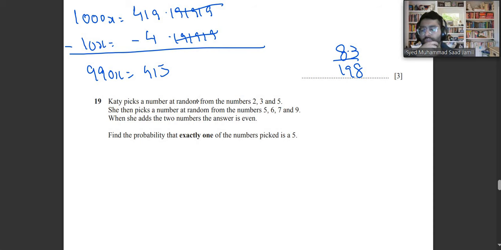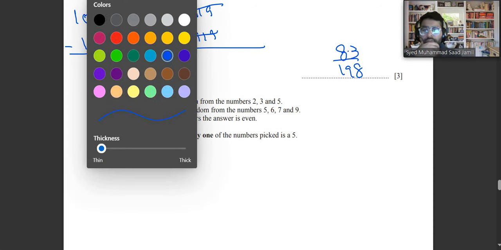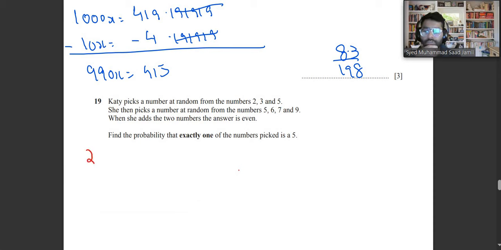So the best way to do it is to actually write the numbers. Let me use a different color for you guys. Write the numbers 2, 3, 5 and write the numbers 5, 6, 7 and 9. For example, if you add 2 and 5, it's 7, so we will not add 2 and 5. We will only add two numbers such that when you add them, the answer is an even number.